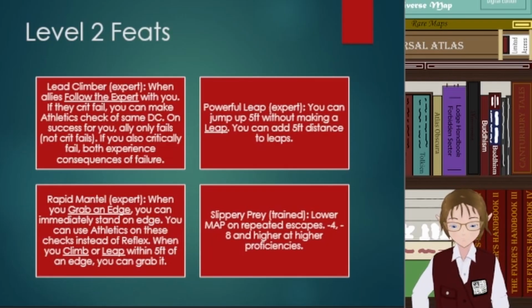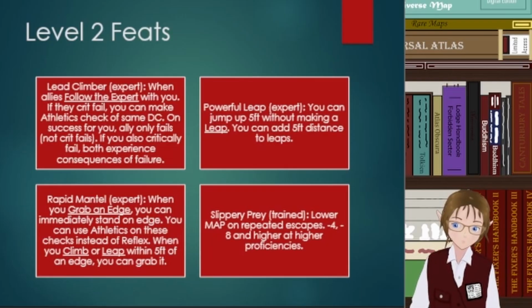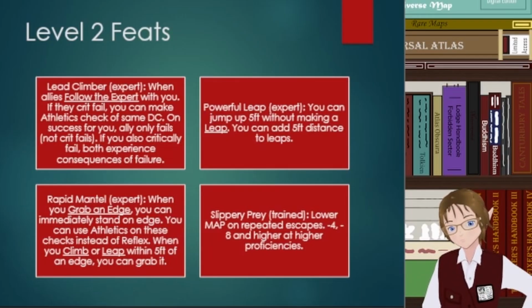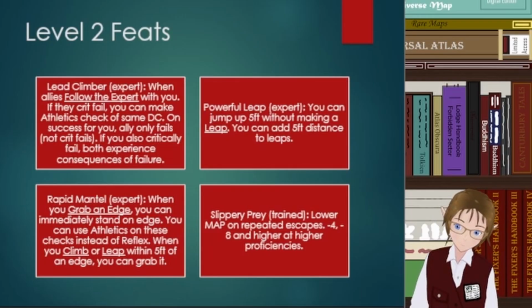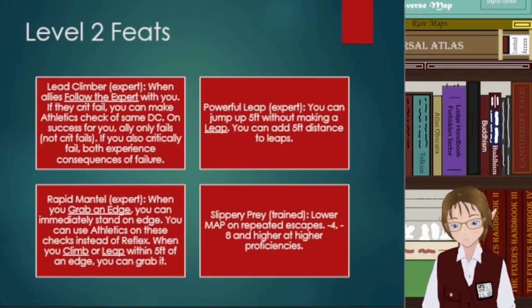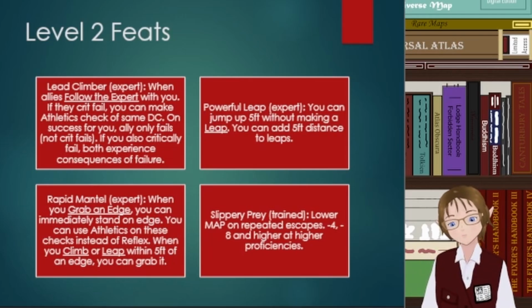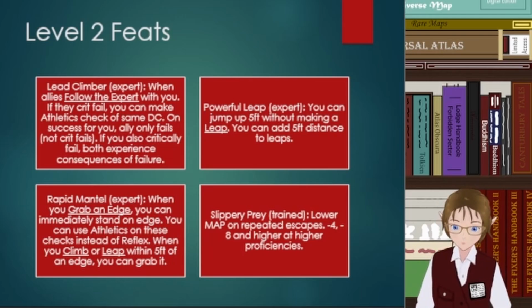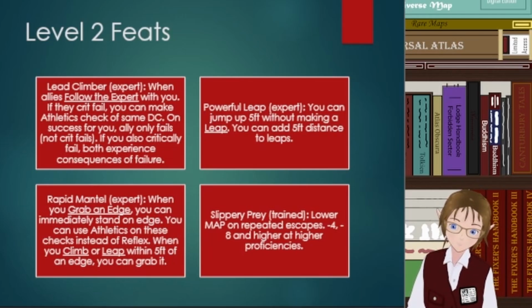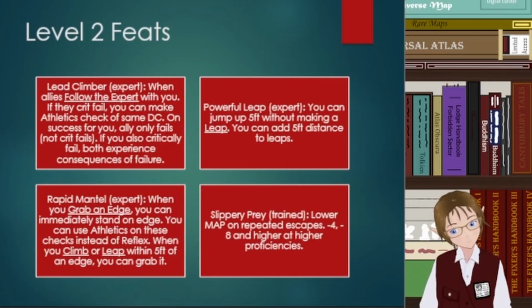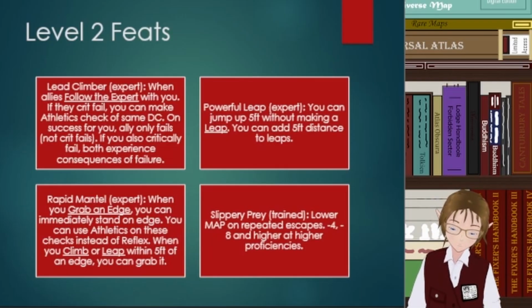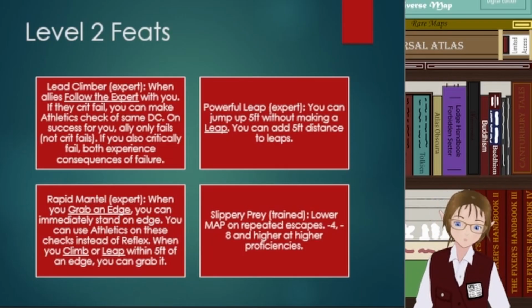Lastly, the way this feat works is whenever you use Climb or Leap to within 5 feet of an edge, you can grab it and potentially climb up. The last level 2 feat is Slippery Prey. It requires trained proficiency in athletics or acrobatics. It lowers the multiple attack penalty on repeated attempts to escape from a grapple or grab to -4 and then -8 instead of -5 and -10. At higher proficiencies, this number is farther reduced.